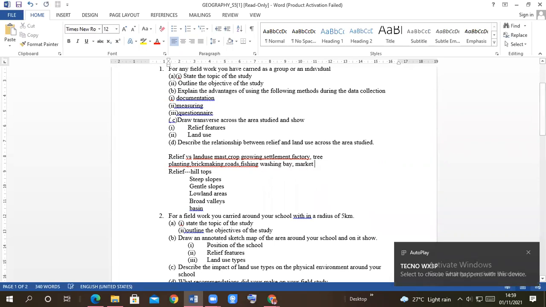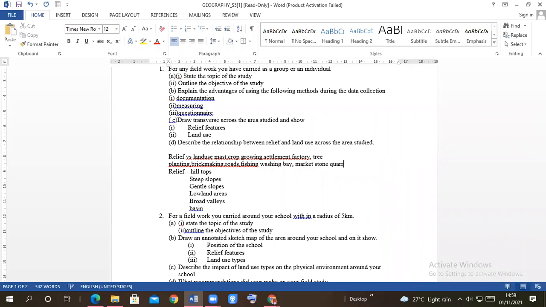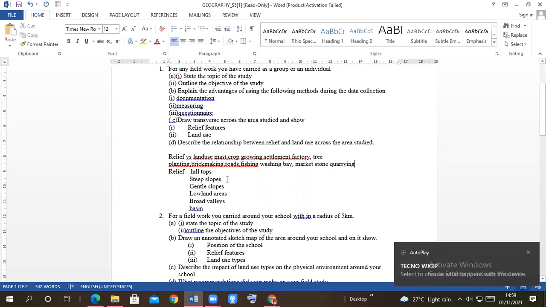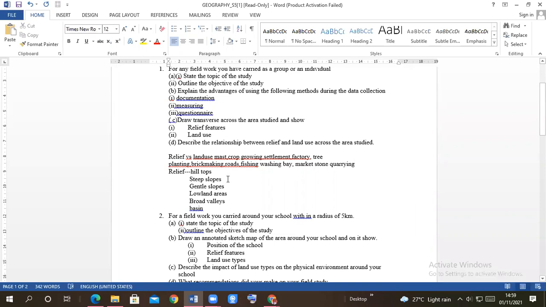Then steep slopes. Let me put here another one called stone quarrying. Stone quarry. So steep slopes. Teacher, on the steep slopes there is tree planting. Good. Gentle slopes. You see how you are becoming bright. Roads, construction. What else? On gentle slopes, we can construct there. Even the market.